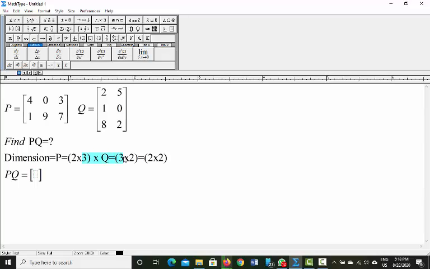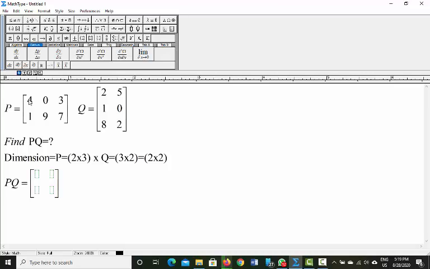Since this one and this one are matching with each other, these will no longer be there in the resulting matrix. So after we multiply, the resulting matrix will have dimension 2 by 2. That means 2 rows and 2 columns will be there. So PQ will be like this, a 2 by 2 matrix after you multiply. Now we will start multiplying.